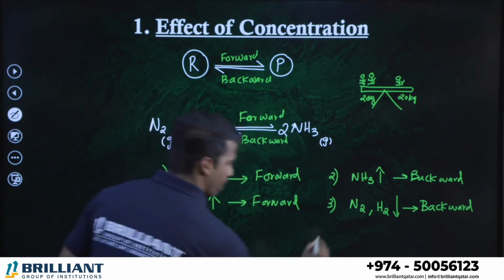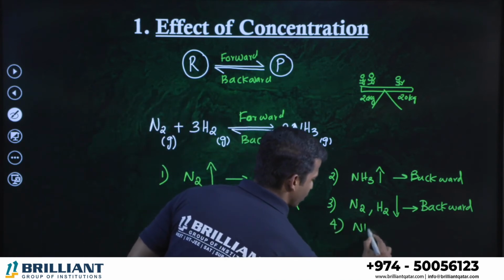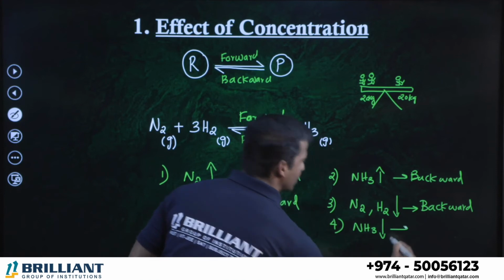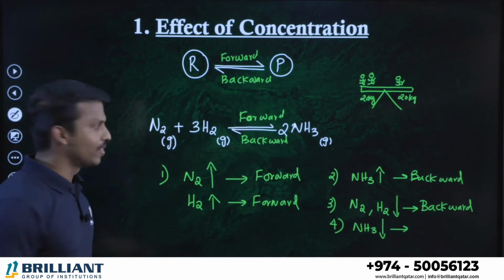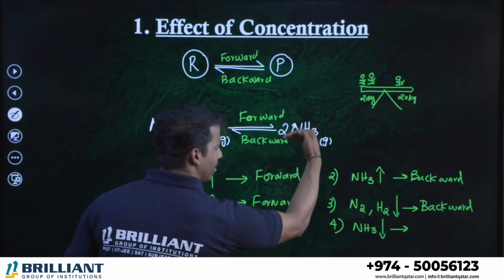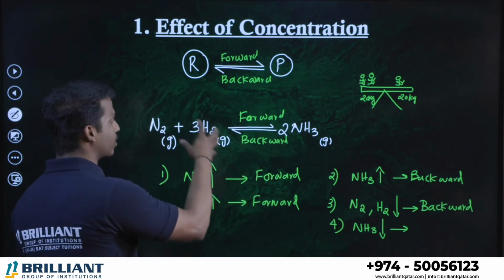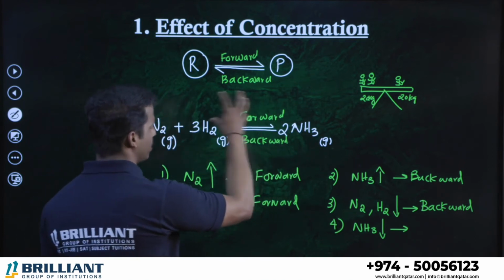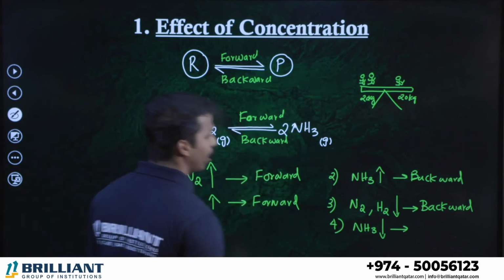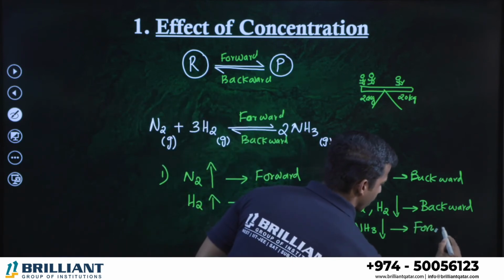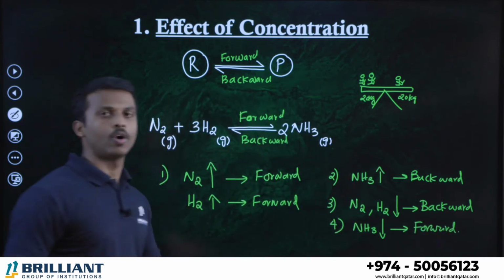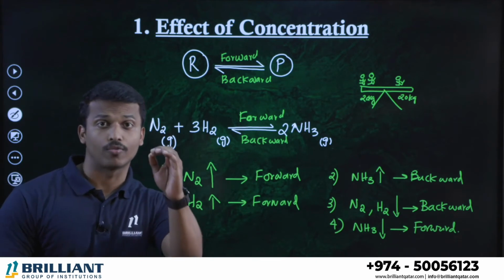Alright, one more data. Suppose the concentration of ammonia, let me decrease. What happened? Reaction shifted from left to right, means more to lower. That's called forward reaction. Are you clear all? Let me go to the overall summary for effect of concentration.